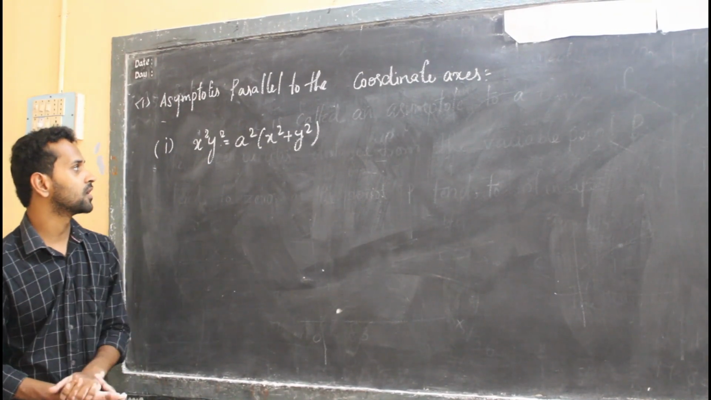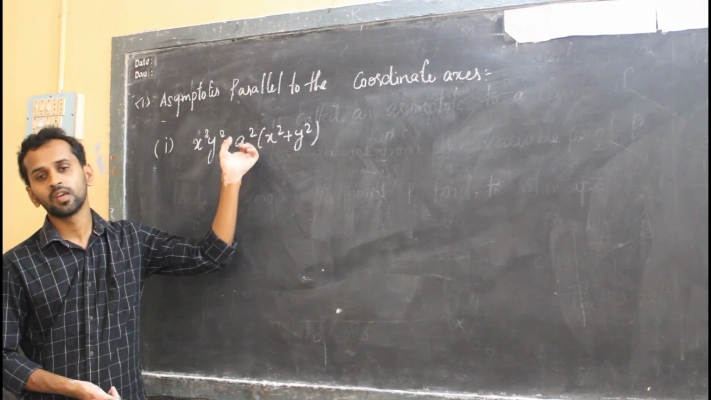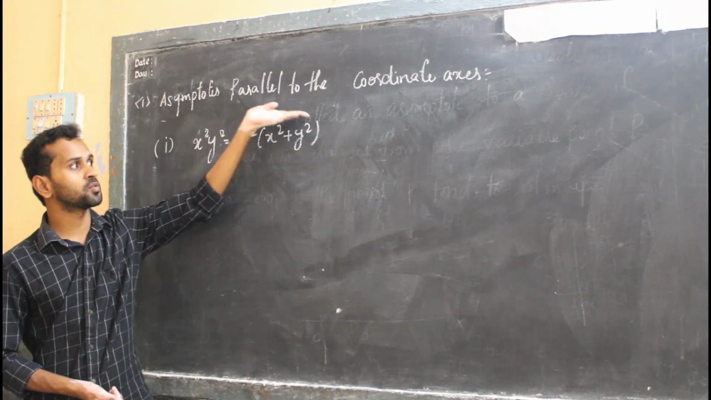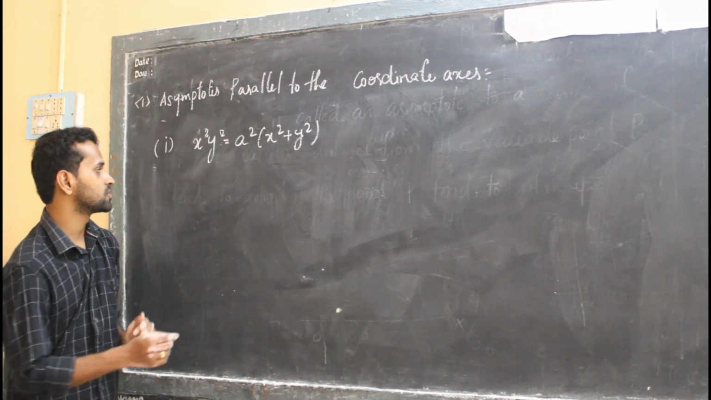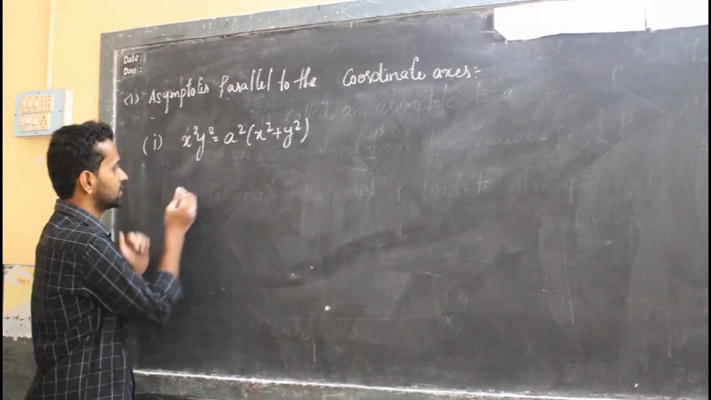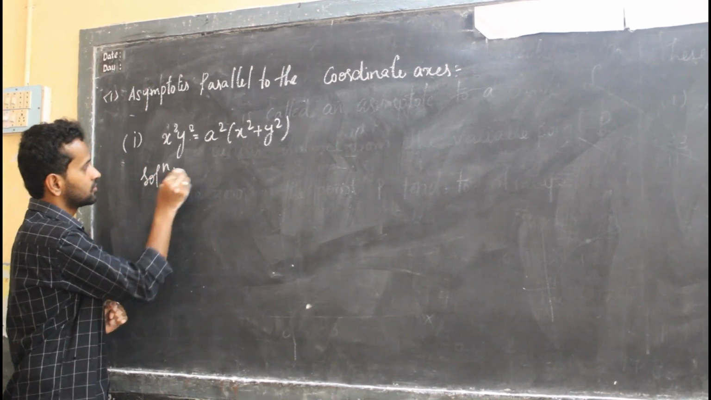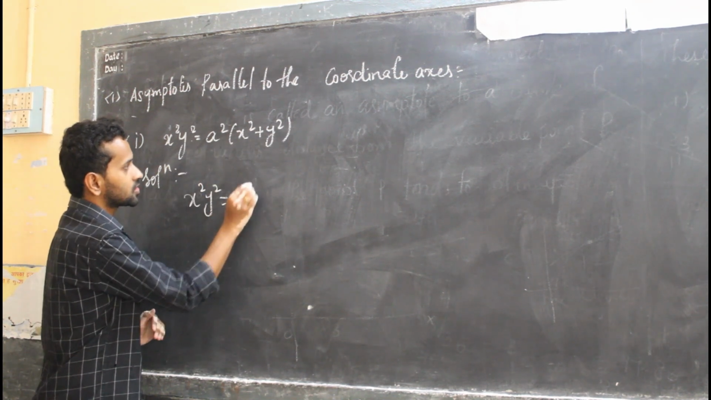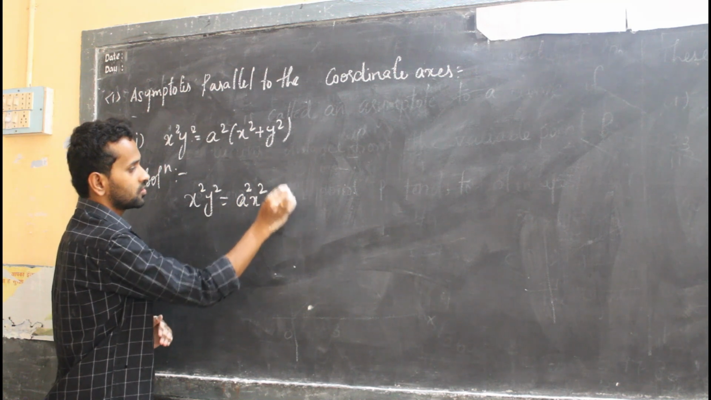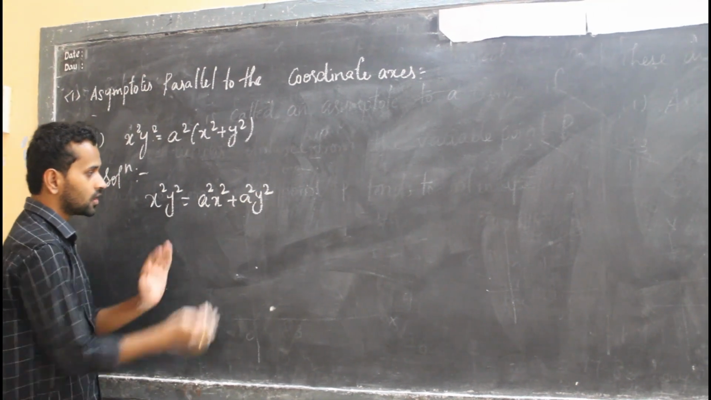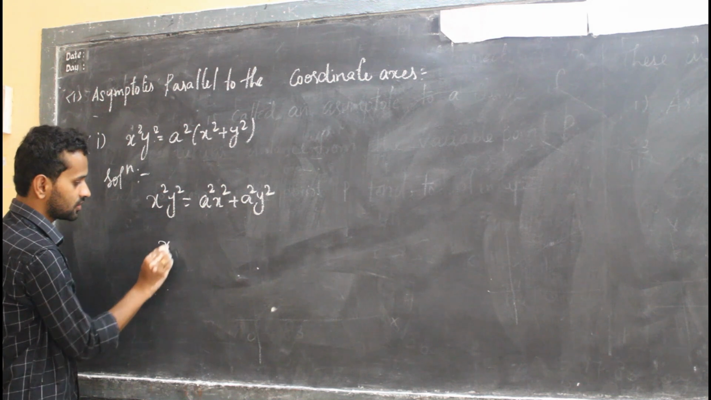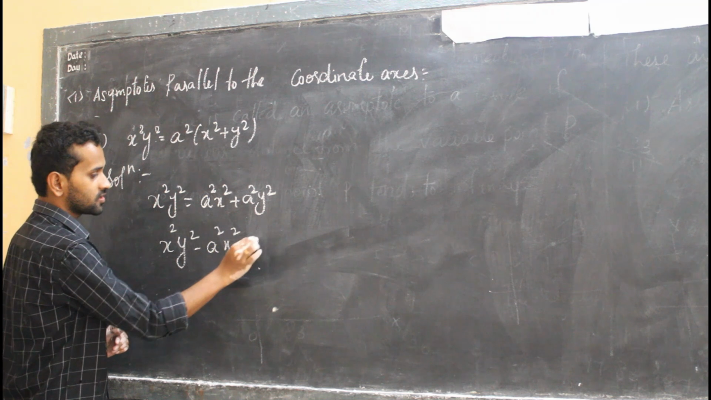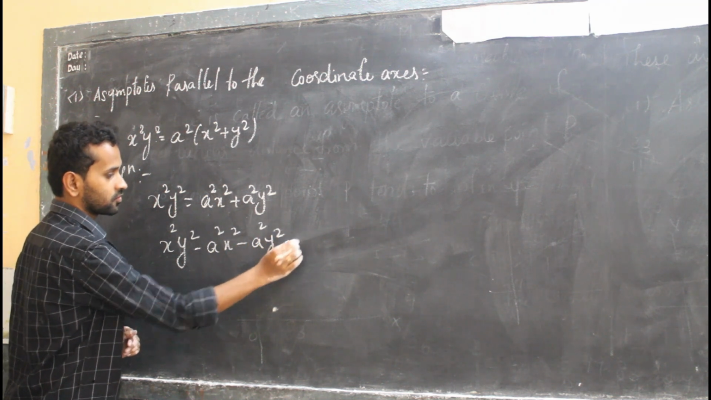The given curve is x square y square equal to a square into x square plus y square. For this curve, I need to find the asymptotes parallel to the coordinate axis. This is the first type of problem. Let me simplify: x square y square equals a square x square plus a square y square. Now take everything to the left hand side: x square y square minus a square x square minus a square y square equals 0.